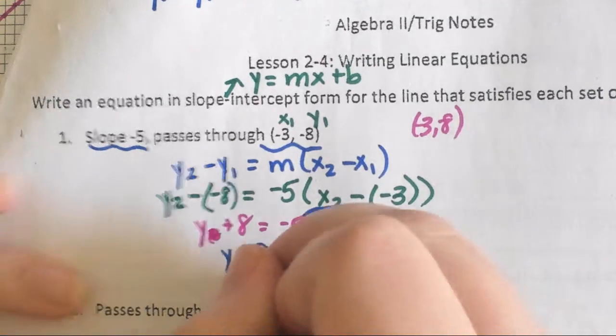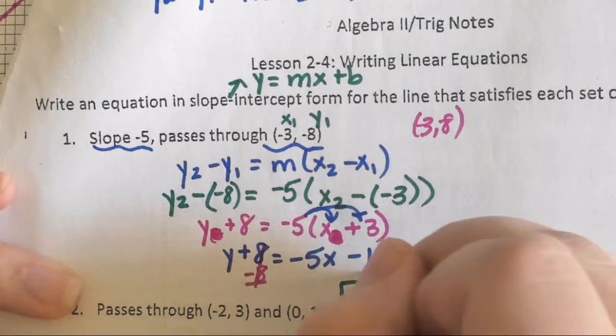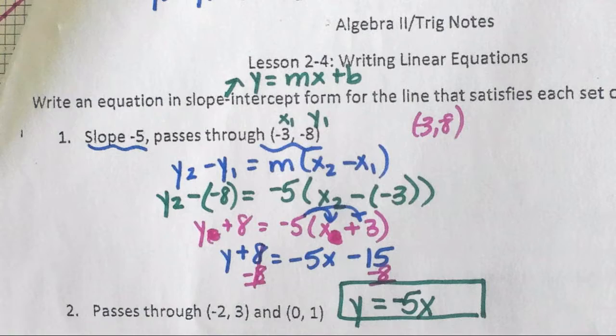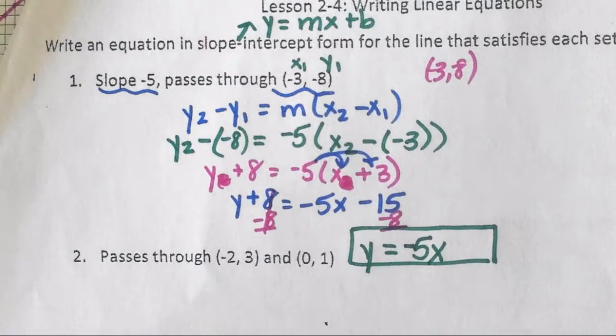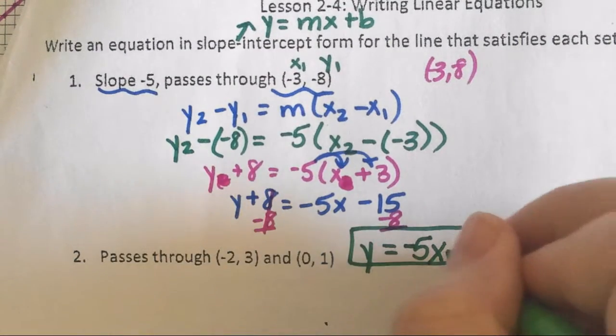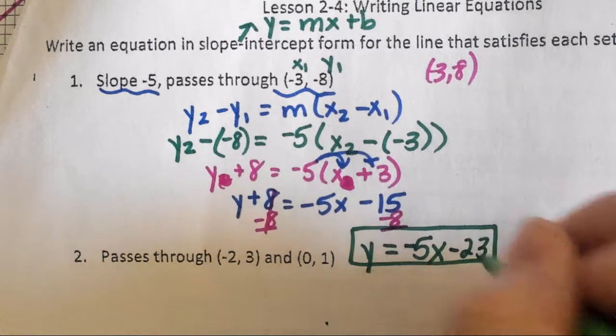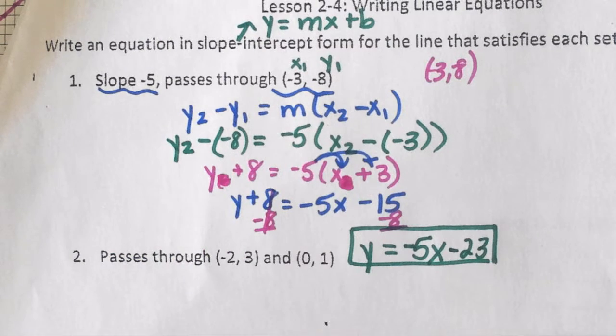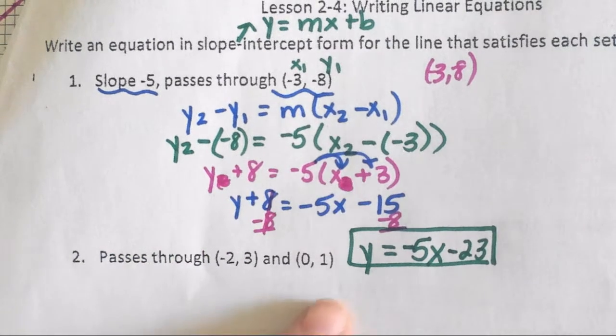Minus 23. Brady, you can have your point. Okay, so we subtracted 8 from both sides. Negative 15 minus 8. We end up with y equals negative 5x minus 23. Are there any questions of how we got that green box?